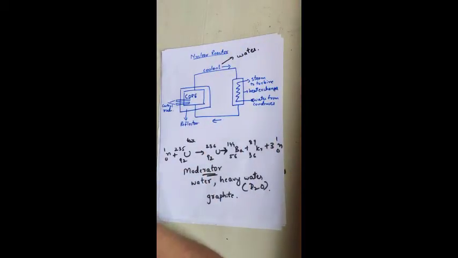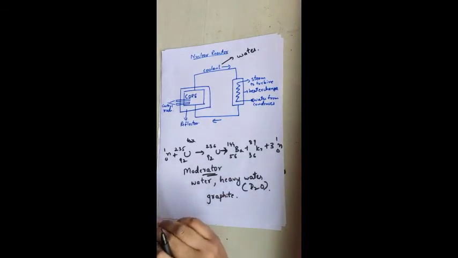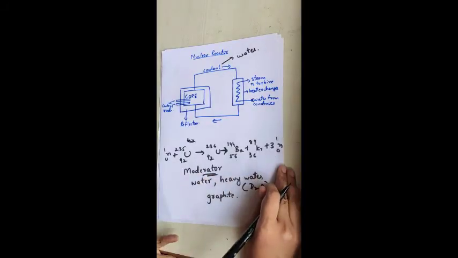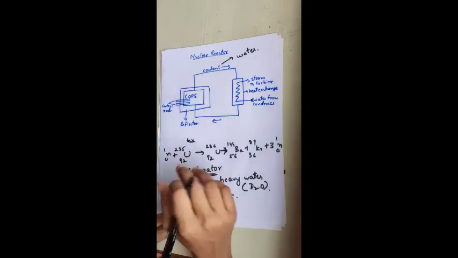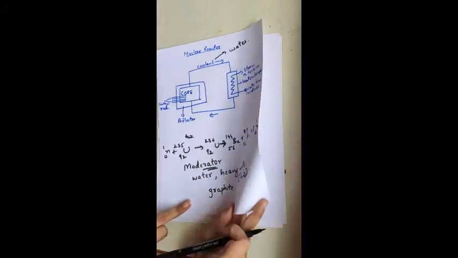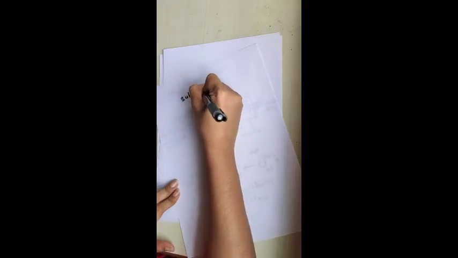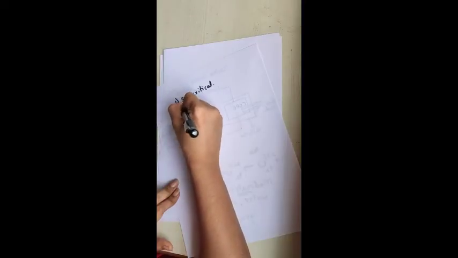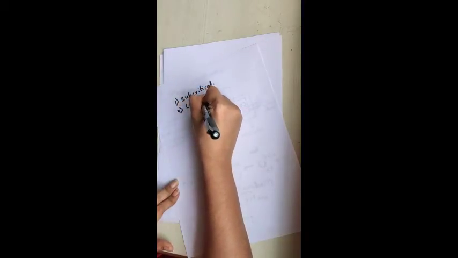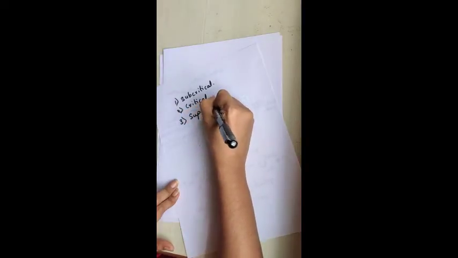Now, if the neutron population in a reactor decreases over a given period of time, then the fission rate also decreases and ultimately drops to 0. That state is called the subcritical state. There are 3 states in the nuclear reactor: subcritical state, critical state, and supercritical state.